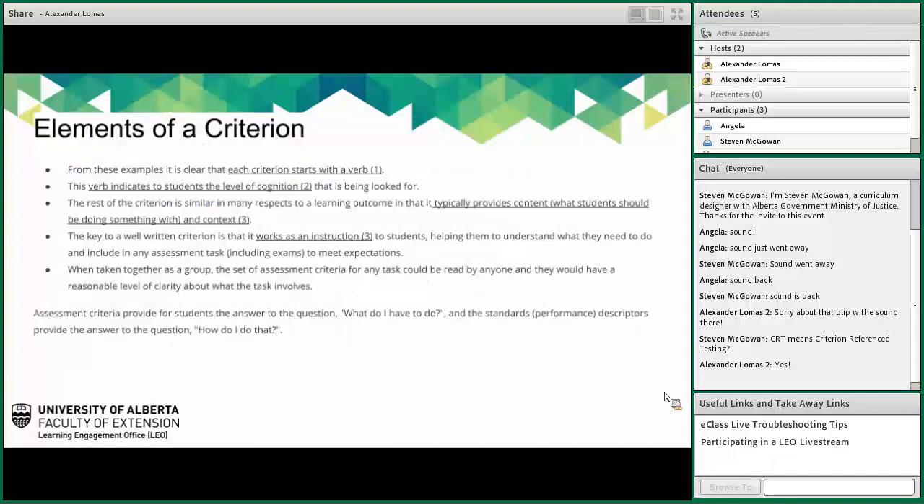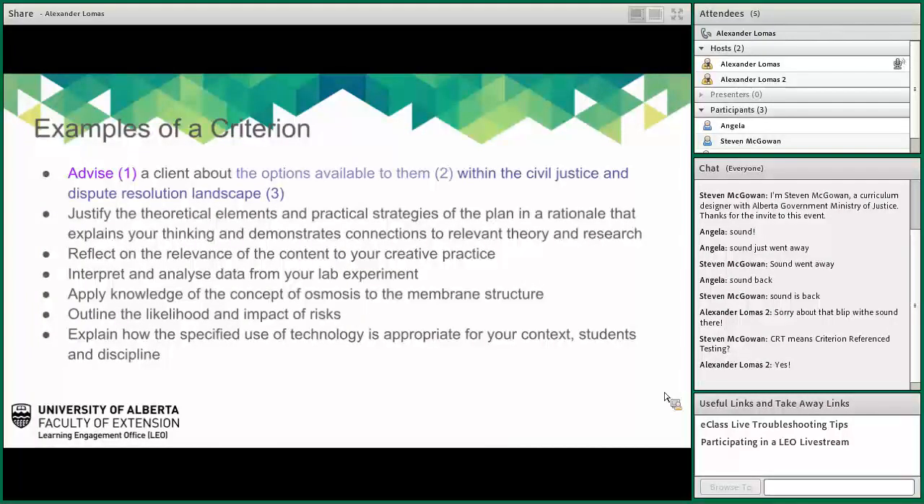It provides content, what students should be doing with, and the context, as well as it works as an instruction. So right off the bat, this particular criterion, advise a client about what options are available to them within the civil justice and dispute resolution landscape. I think all of us could walk out of here and do that one, because we know we have to advise, we know we're working with clients, we know we have to figure out options, and we know within the context in which we have to make that decision. So when I say I want you, as part of this paper, to do this, you know exactly what it is you have to do.